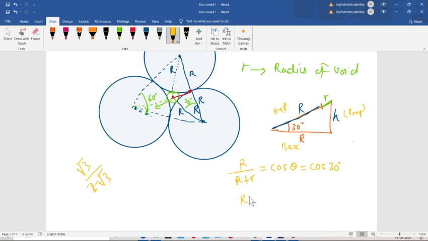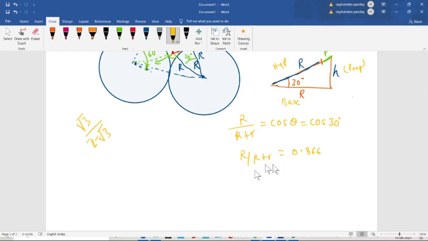So I can write here R divided by R plus R is equal to 0.866, and then all the calculation I can do. R plus R upon R is equal to 1 upon 0.866. So if you do all the calculations, we will get R upon R is equal to 1 upon 0.866 minus 1, so that we will get 0.155. So this is the ratio.